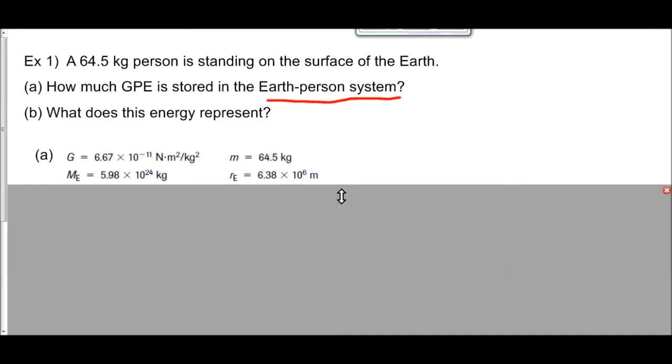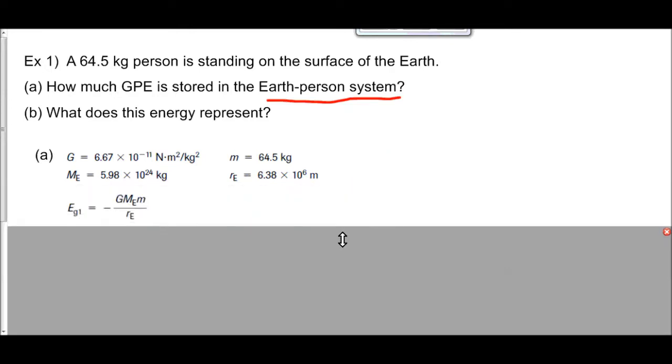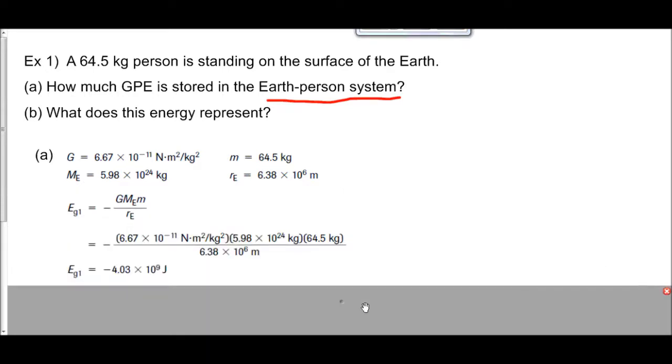So if we just take our expression for potential energy, we put this into this expression here for our gravitational potential energy, and we end up with this value here of negative 4.03 by 10 to the 9 joules.